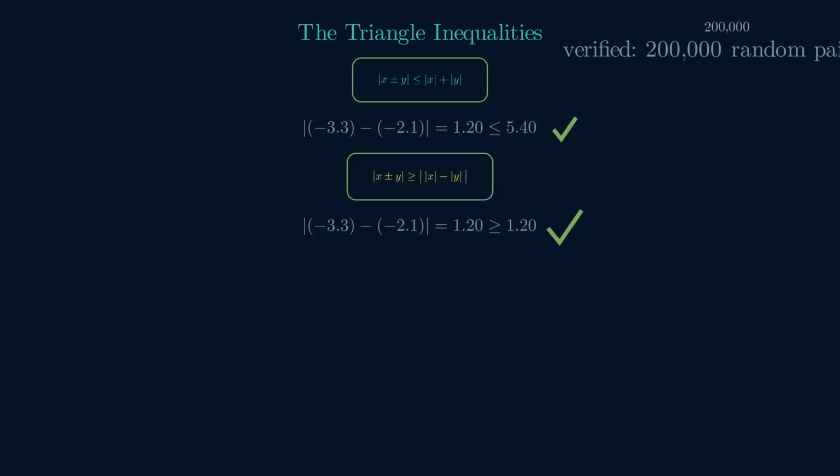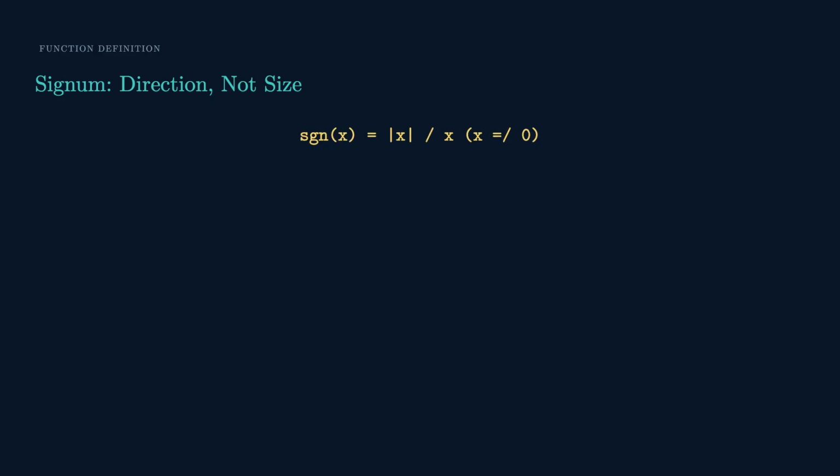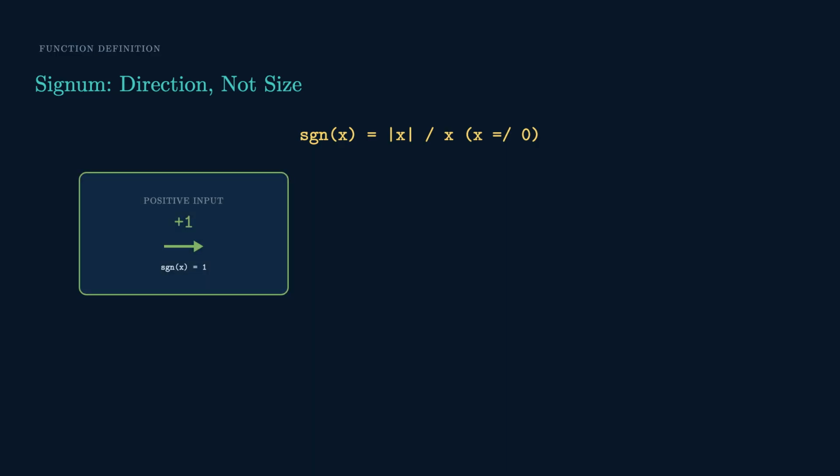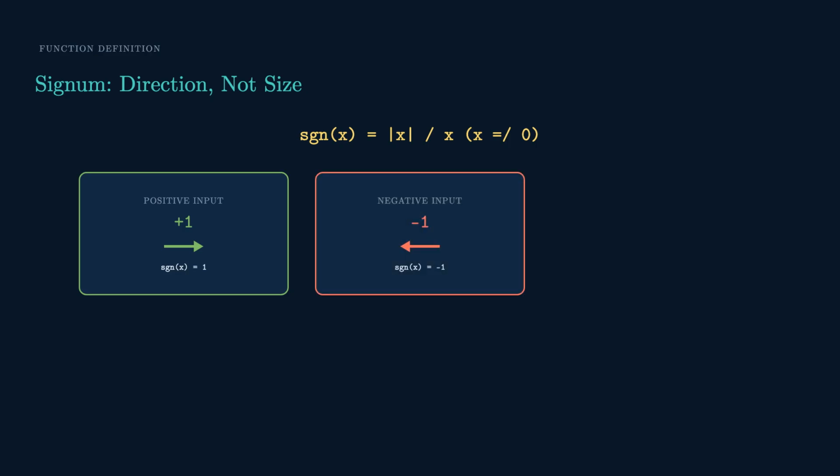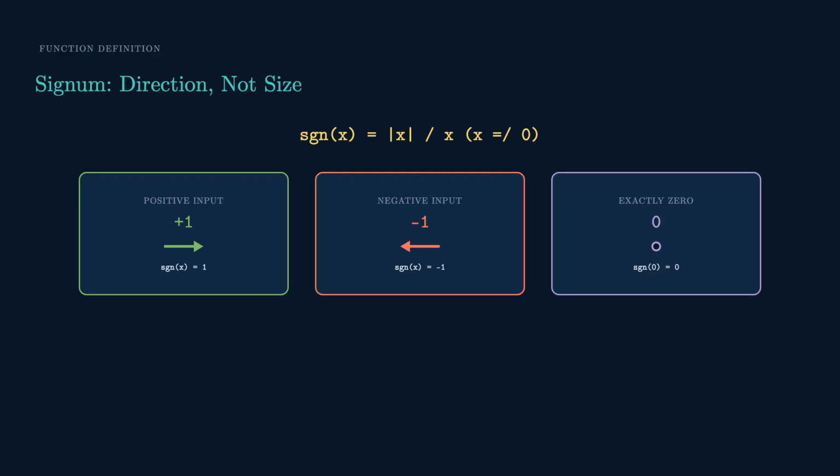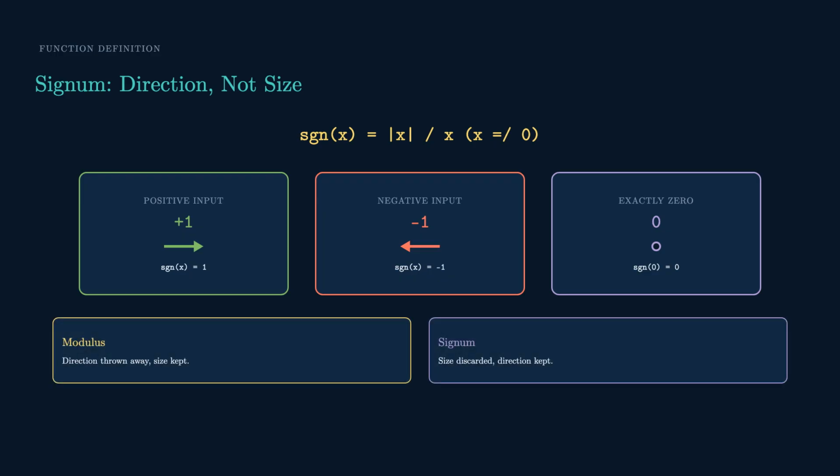Okay. Modulus asks how far. What asks which way? Signum. Defined as modulus of x over x, whenever x isn't 0, and set to exactly 0 at 0. Positive input? You get 1. Negative? Negative 1. Sitting on 0? 0. It's the perfect mirror of modulus, where modulus threw away direction and kept size, signum throws away size and keeps direction. And the graph shows that starkly.